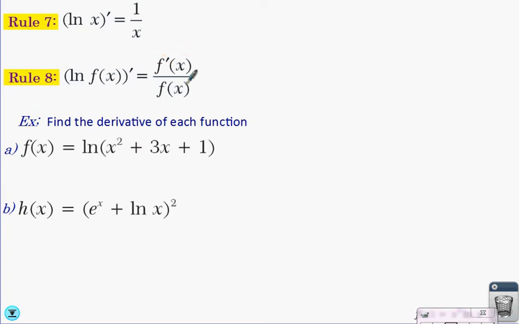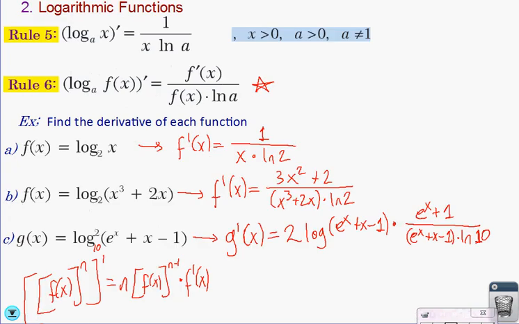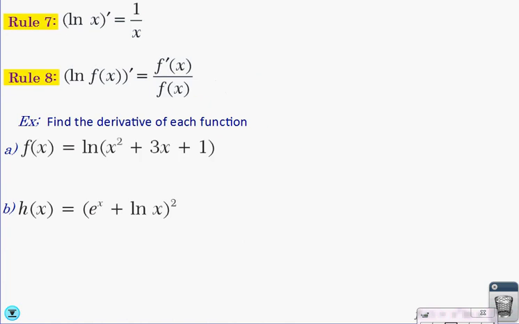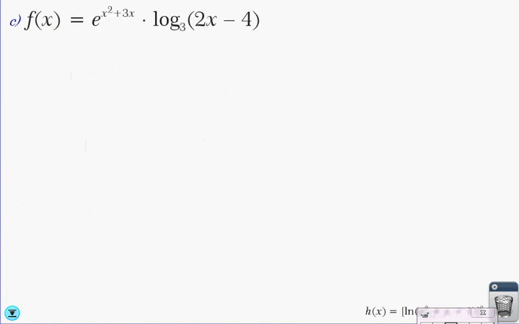Also in here you write the same function times ln of the given base. Ln of e will be equal to 1, and you will have, so these two rules are just shortened versions of the previous rule 6, which means if you memorize only the 6th one, it will be enough for you.